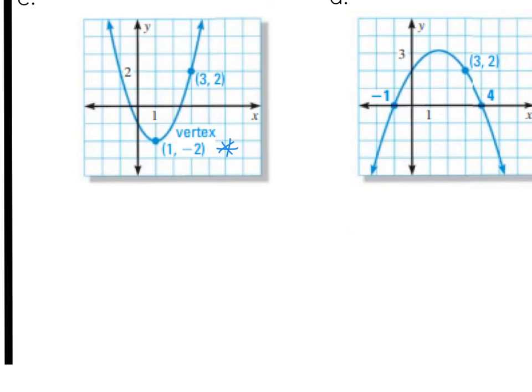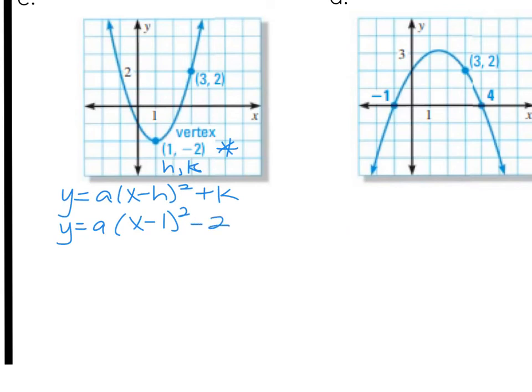So if we know the vertex, we know h and k. Let's start with vertex form. Y equals a times x minus h squared plus k. H is positive 1. That means y equals a times x minus 1 squared. And k is negative 2, so we're going to put minus 2. Notice they also mark another point on our graph, 3, 2, up here in quadrant 1.